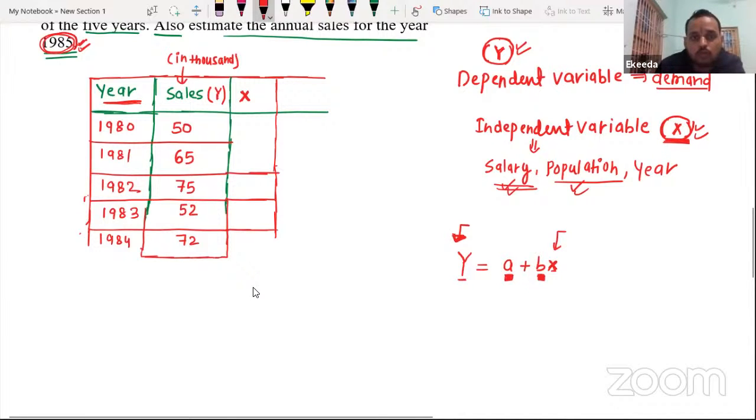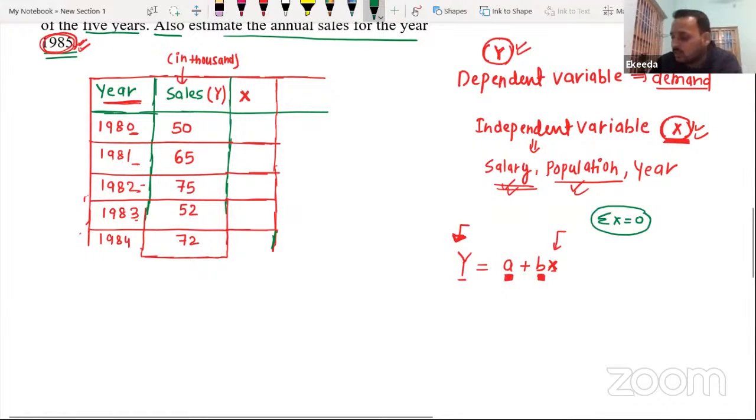So how to assign the values of x? Either you can assume 1980 to be 0, then 1, 2, 3, 4, or you can assume 1, 2, 3, 4, 5, anything. But for simplicity, the method of least square says that we try to make the summation of x value as 0.